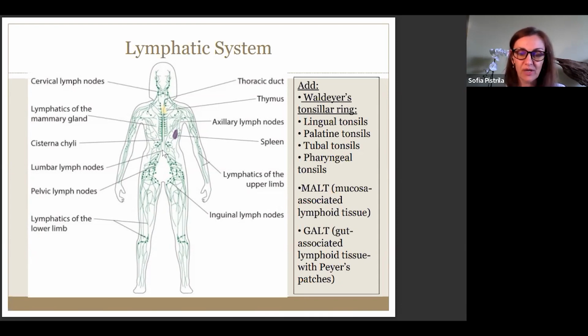And there are some more organs where the lymphatic system is present, like the spleen, a very important part of the immune system and lymphatic system, the thymus gland as well, and the nodes in the lower limbs, upper limbs, and so on. You see where most of the concentration is.